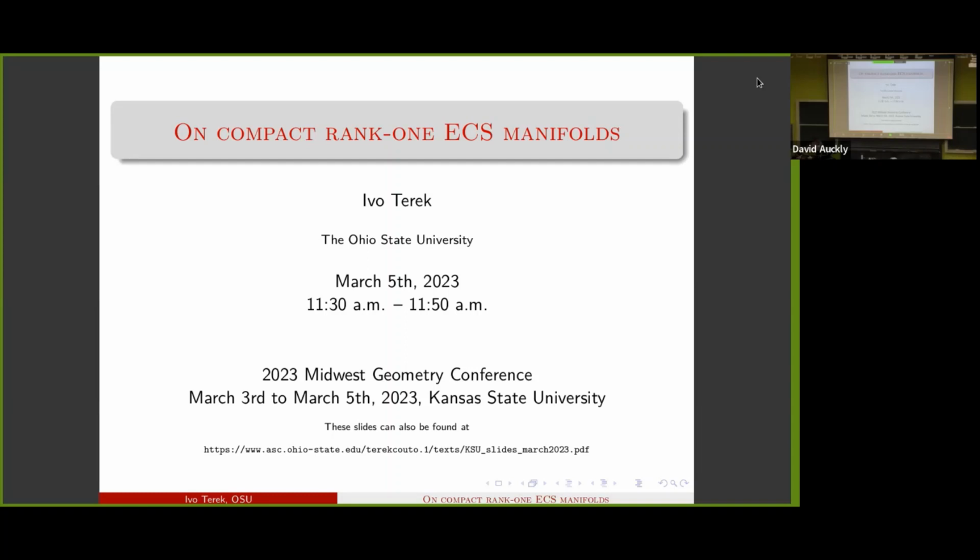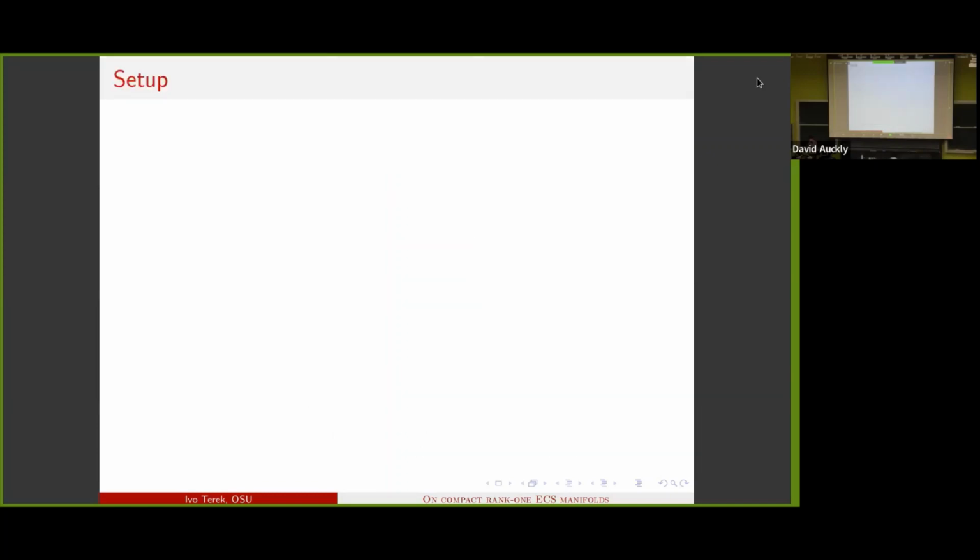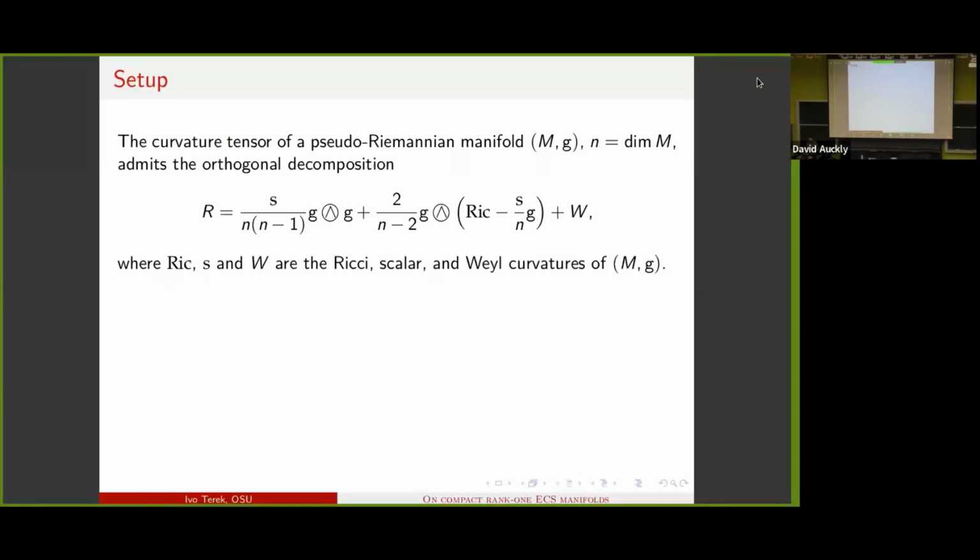All right, so the setup starts pretty much like this. We'll start with a pseudo-Riemannian manifold, and we have this orthogonal decomposition of its curvature tensor. This wedge product here is something whose specific formula you don't have to know, but in case you saw something similar to this, I'll say this is called the Kulkarni-Nomizu product, and it's essentially a multiplication between twice covariant symmetric tensor fields that outputs something with the symmetries of a curvature.